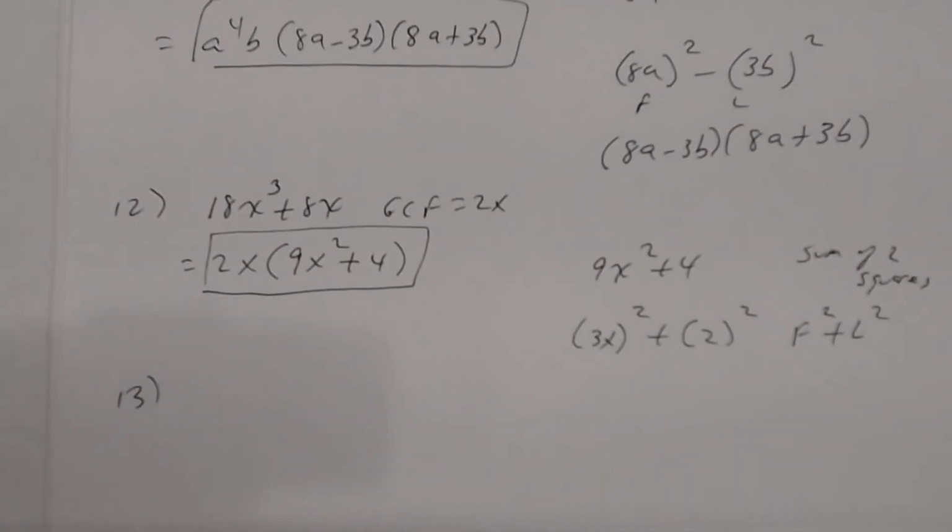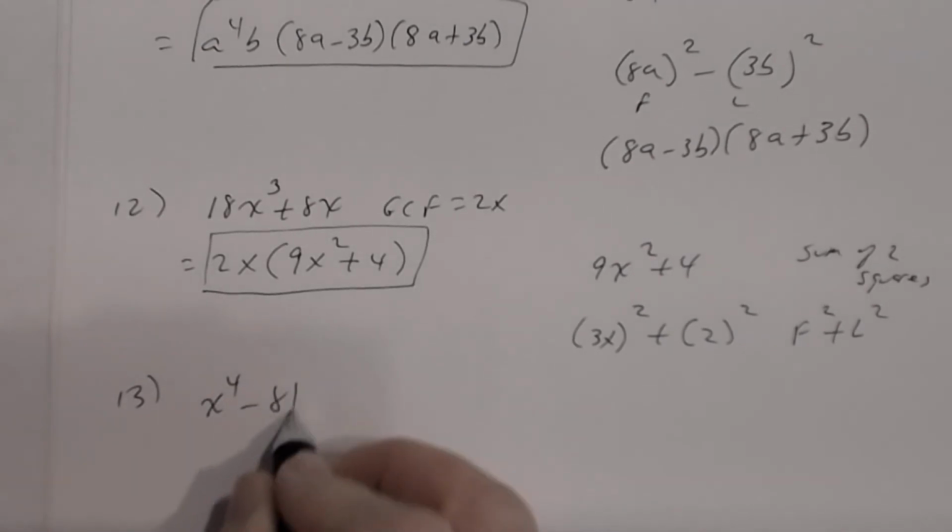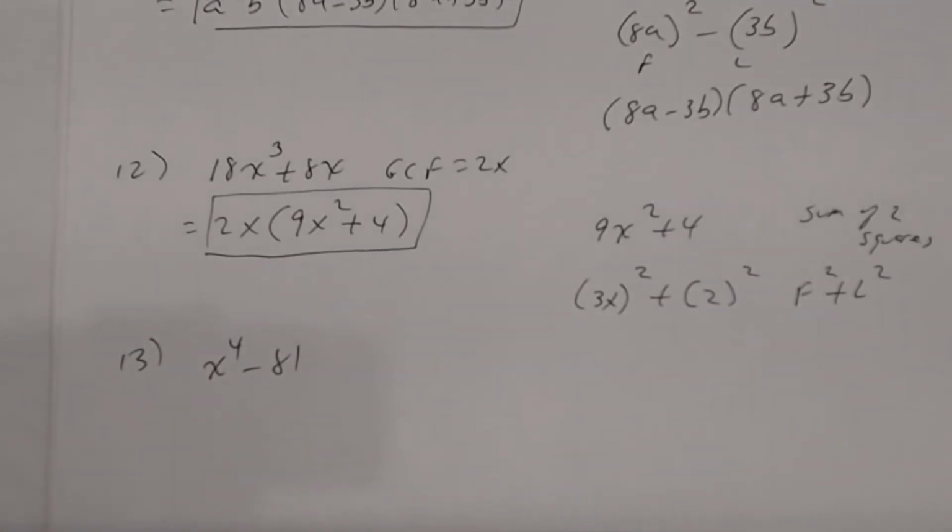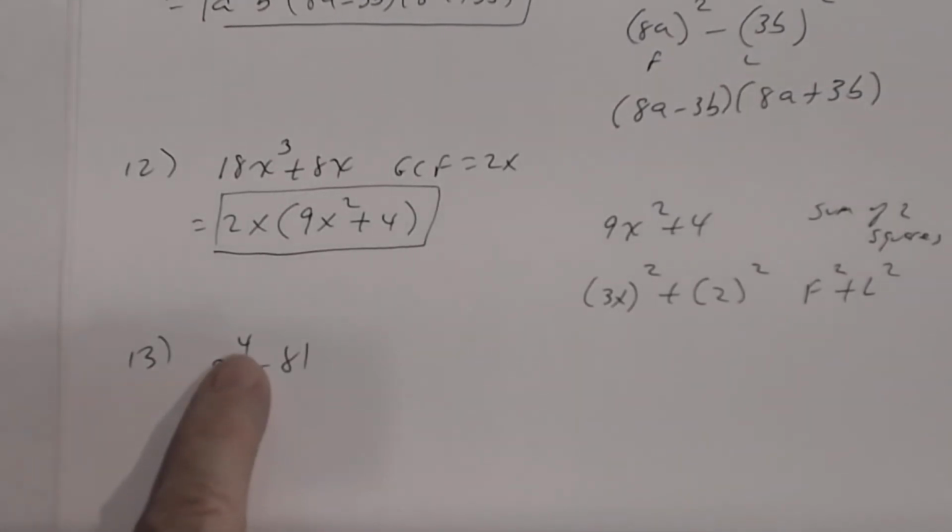Number 13, we have x to the 4th minus 81. x to the 4th minus 81. All right, now this is going to be a little bit more challenging for us. So let's think about this. So the GCF here is 1, okay? But you have two terms, right? So let's see if it's one of these right here. So notice that this right here is a 4, okay? So you know that this is not going to be the difference of two cubes, right? Because 3 does not go into 4 evenly. So that is not the difference of two cubes.